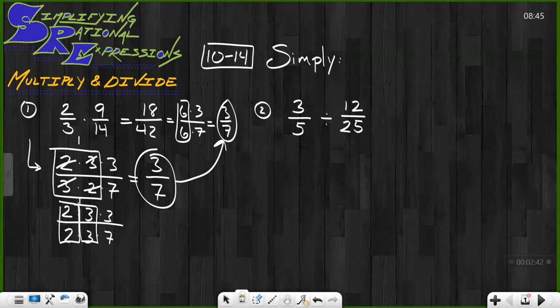That's what I want to encourage you to do. I want to encourage you to cancel things out prior to multiplying, because when we throw variables in, you won't be able to multiply completely first. We want to look to cancel before we do that.